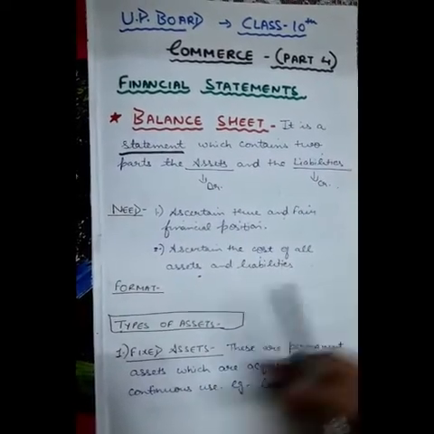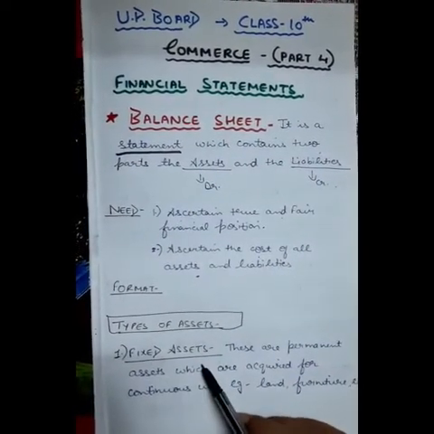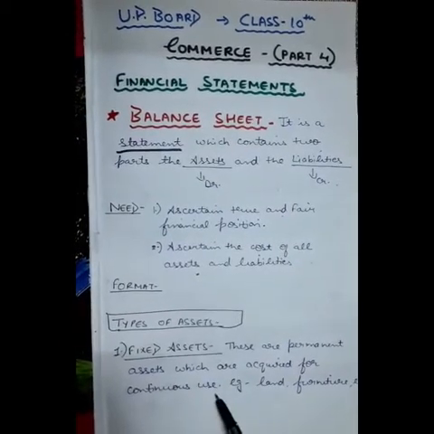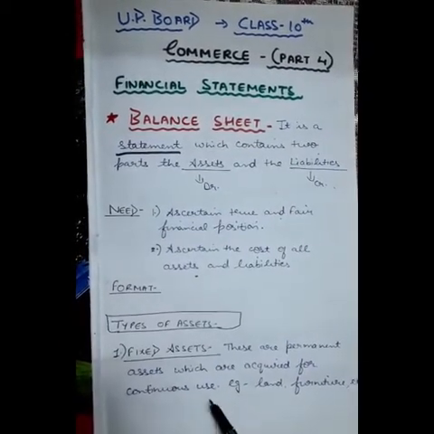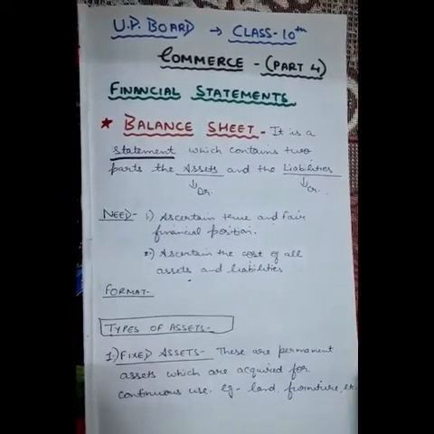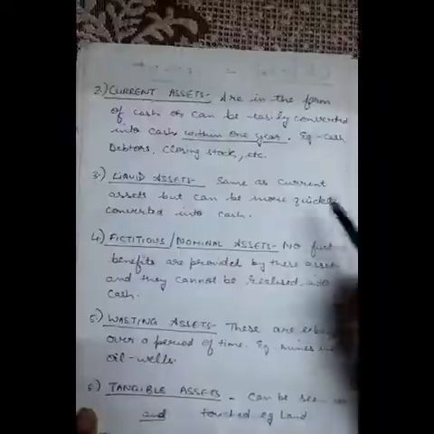Now we move forward to the types of assets. What are the types? First is the fixed asset. These are permanent assets which are acquired for continuous use, for example for 10 years, 15 years. Examples are land, furniture, building, etc.